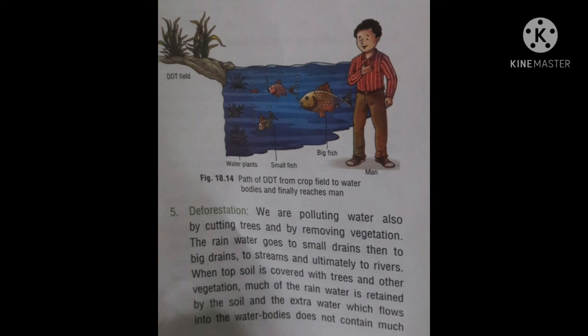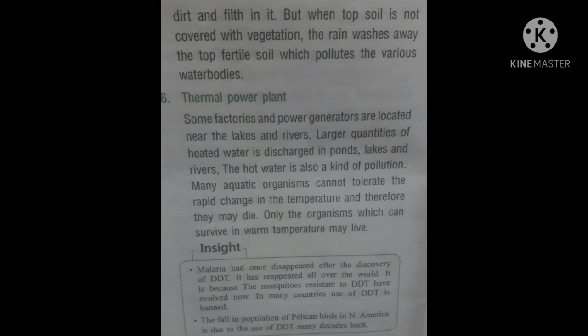Deforestation. We are polluting water also by cutting trees and by removing vegetation. The rainwater goes to small drains, then to big drains, to streams, and ultimately to rivers. When topsoil is covered with trees and other vegetation, much of the rainwater is retained by the soil, and the extra water which flows into the water bodies does not contain much dirt and filth in it. But when topsoil is not covered with vegetation, the rain washes away the top fertile soil, which pollutes the various water bodies.